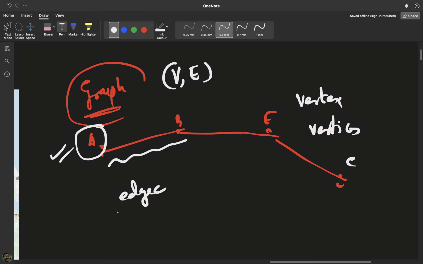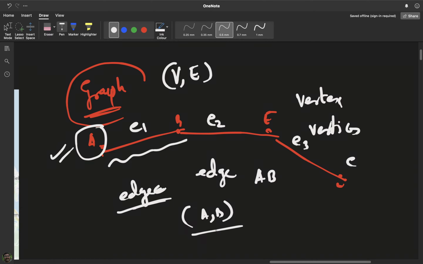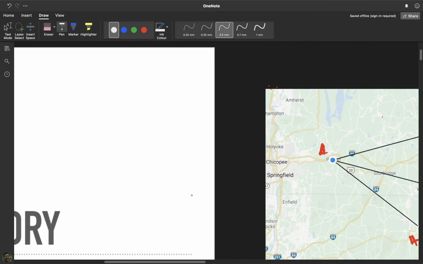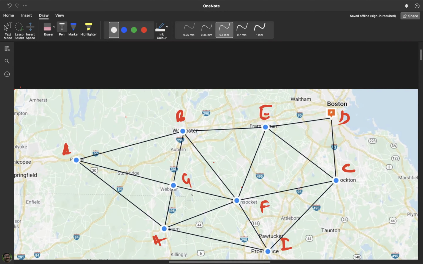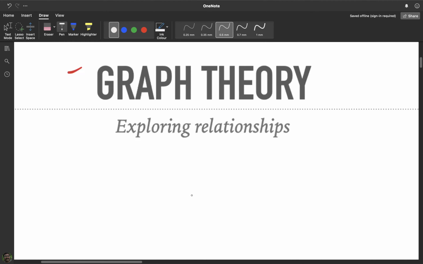Different textbooks usually use different notation. Sometimes they will write this as edge AB, or we will give a new label to this edge, maybe E1, E2, E3, or I will just call this (A, B) in brackets. All these denote an edge. So in mathematical terms, a graph is the collection of two objects: the vertex set and the edge set. This graph will help you to explore the connections or paths between different vertices using edges.